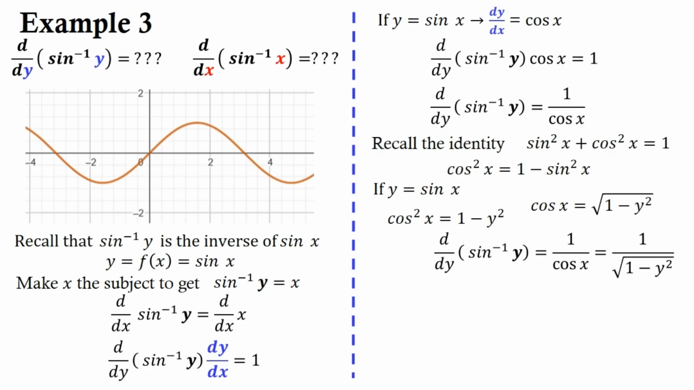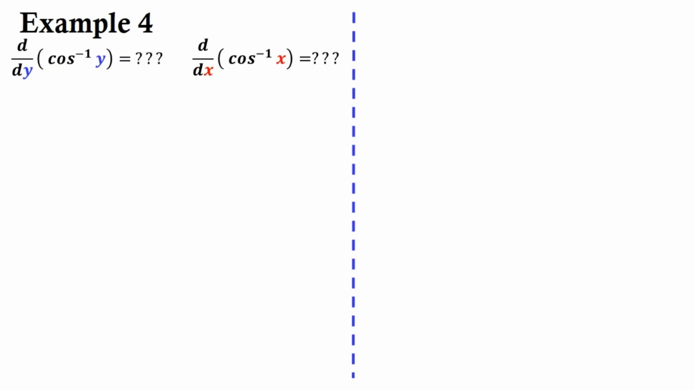So finally, we've arrived at our destination. Based on this, if we differentiate sine inverse of y with respect to y, what we get is 1 divided by the square root of 1 minus y squared. Also, if we differentiate sine inverse of x with respect to x, what we are going to get is 1 divided by the square root of 1 minus x squared. Thank you very much. See you.